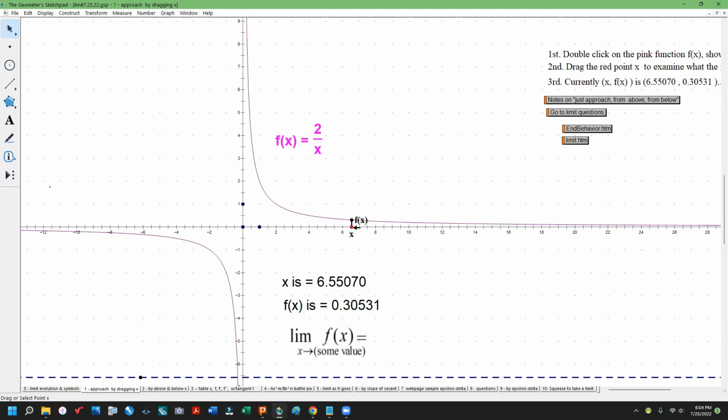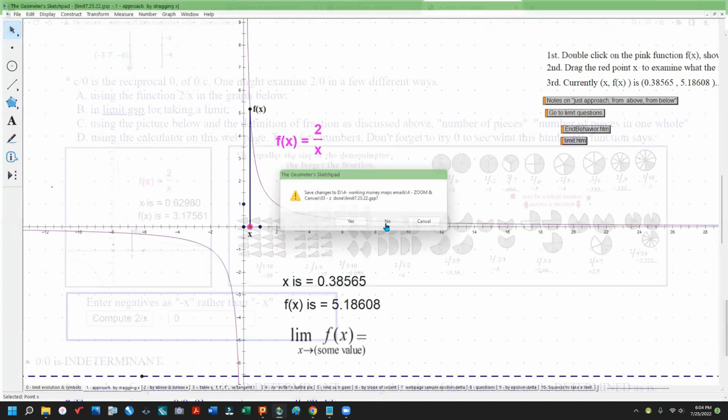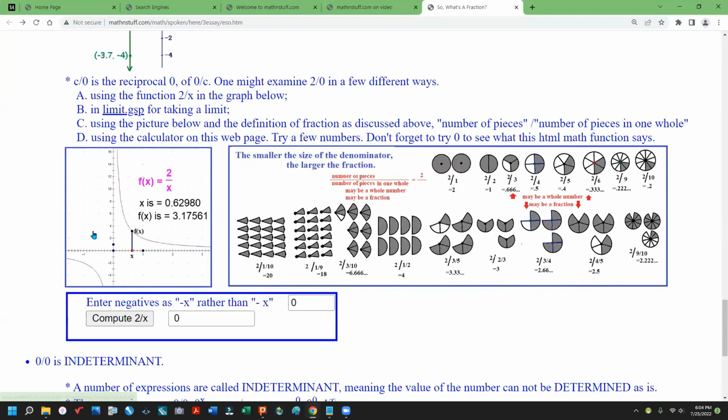And I'm going to ask you, if you want to play on your own, download the sketchpad and then slide, approach. So as x approaches 0, the value of the function continues to increase. That's this picture and that technique.